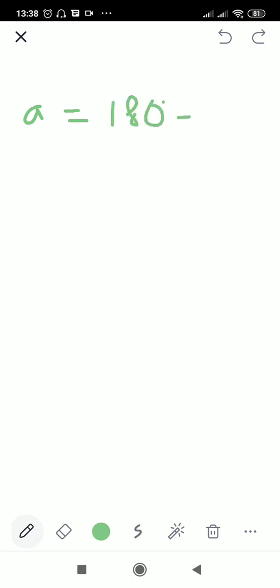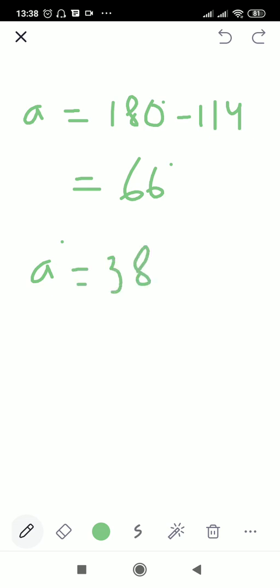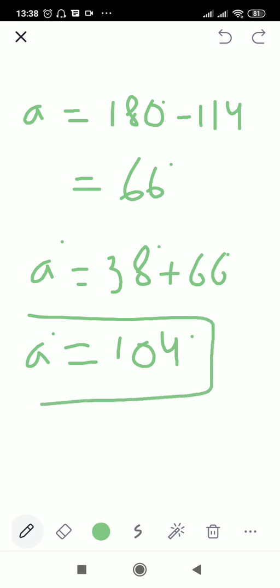Angle A is equal to 180 minus 114, so you will get 66 as your answer. So the whole angle A, you're going to find out the whole angle A is 38 plus 66, because we have to find out the whole. We have divided it into two parts so that it will be easy for us to understand. So 38 plus 66 is going to be 104. So angle A is going to be 104.